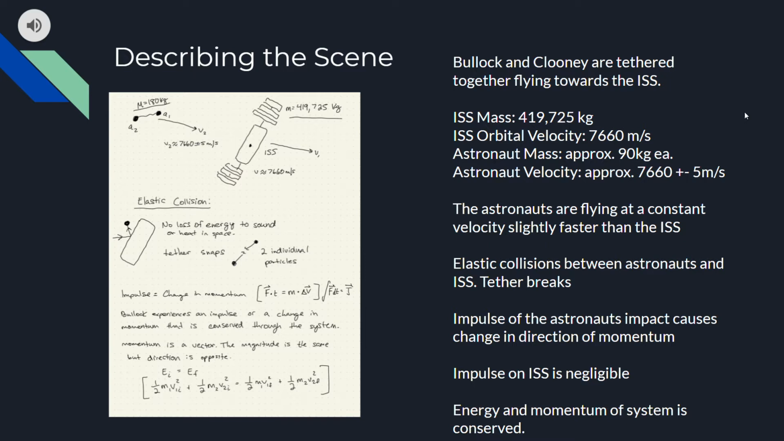Bullock then gets tangled in the parachute cords coming off the ISS. As Clooney passes by Bullock, she reaches out to grab him. They miss, but she manages to grab the tether that is attached to his suit.